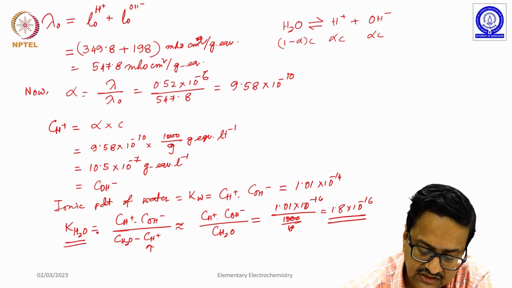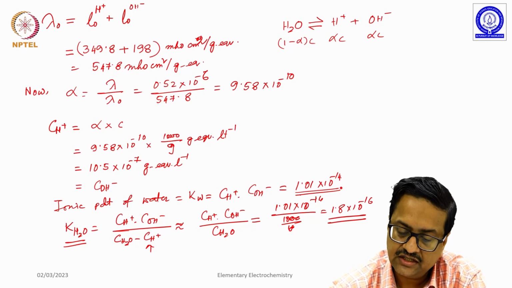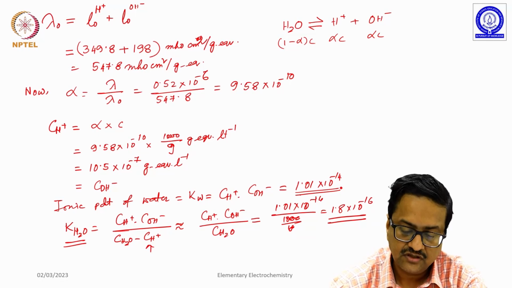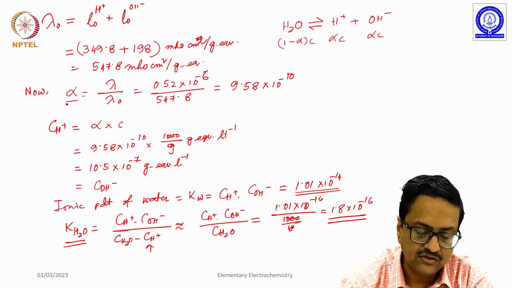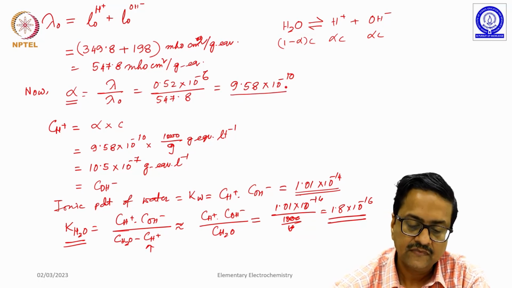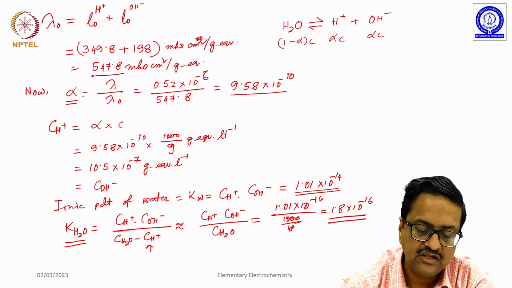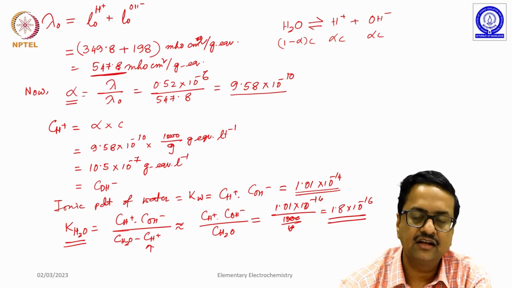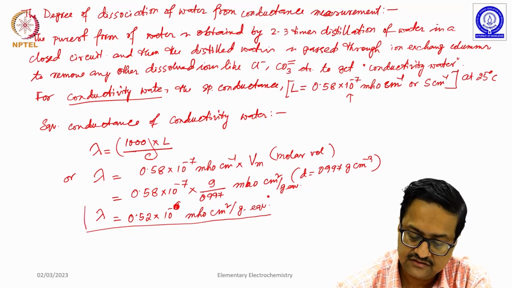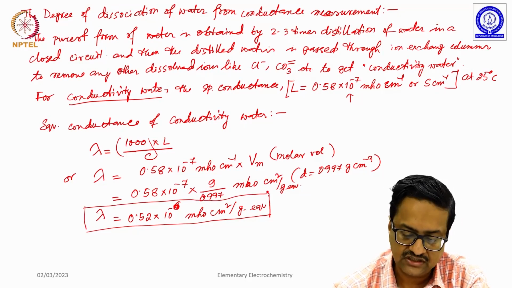So, these are the two very important physical quantities for water, that is the ionic product of water and the equilibrium constant for the dissociation of water, obtained from the value of alpha, that is the degree of dissociation of water, and this value of degree of dissociation of water is obtained from the limiting conductivities of the cation and anion, and also the equivalent conductance of very pure water, which is the conductivity water.